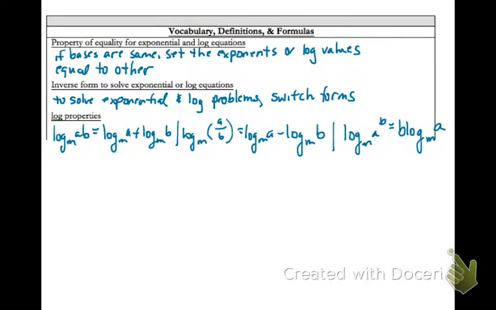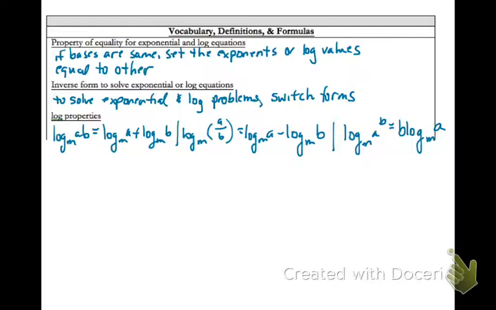The second method we'll use is to use the inverse form of the function to solve either exponential or log equations. So if you're unable to have the bases be the same, then you can simply switch forms. If you have an exponential equation, you can switch it to log form and solve. Or if you have a logarithmic equation, you can switch it to exponential and solve. Lastly, we'll use the log properties that we learned in the last concept just to help us solve equations.